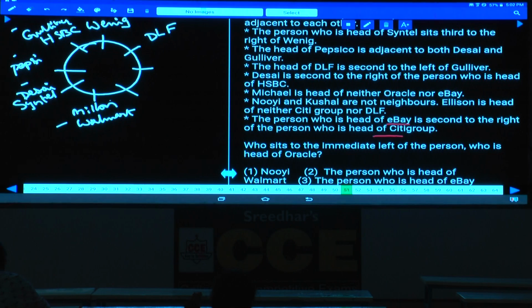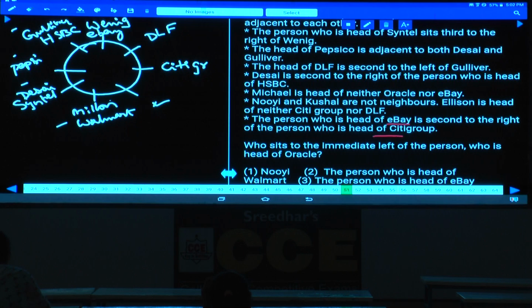eBay is seated second to the right of Citigroup. Can Citigroup be at this place? No. If Citigroup is here, then eBay and DLF must be in the same place, which is not possible. Then what is the only place here? Citigroup must be here. If Citigroup is here, then eBay must be here. This is the only possibility left over.